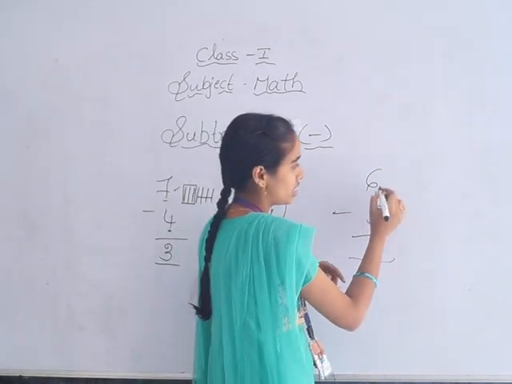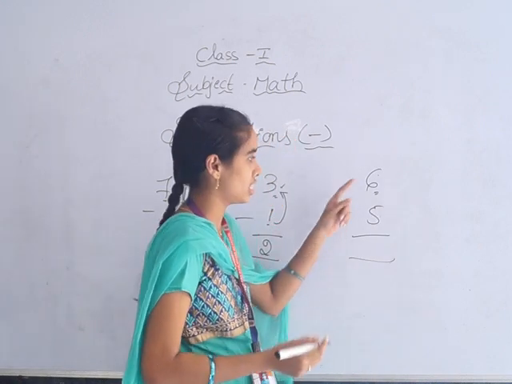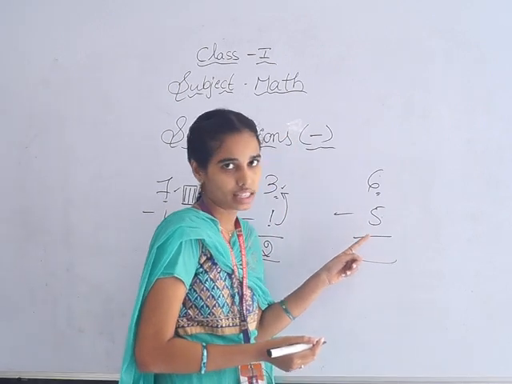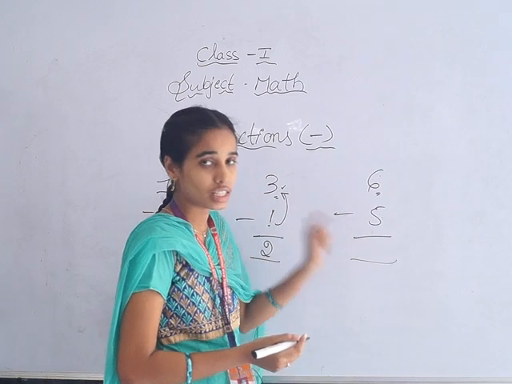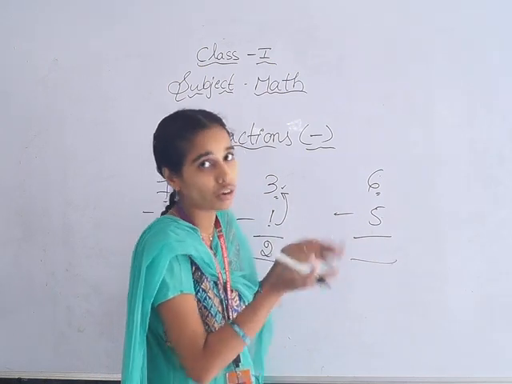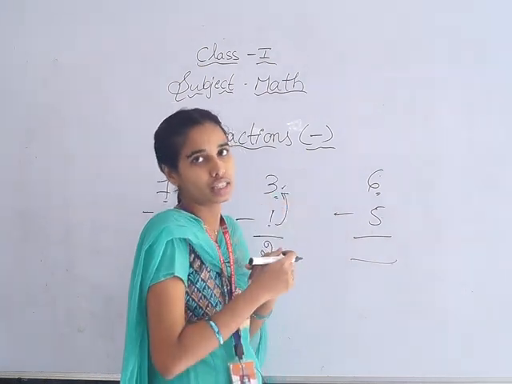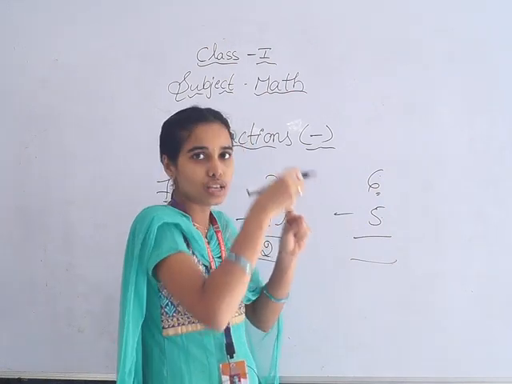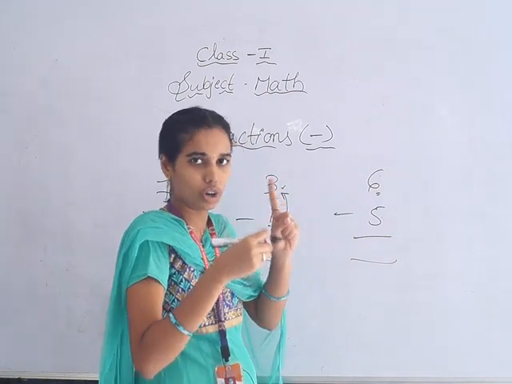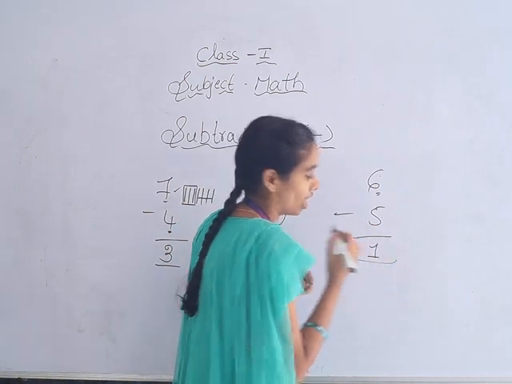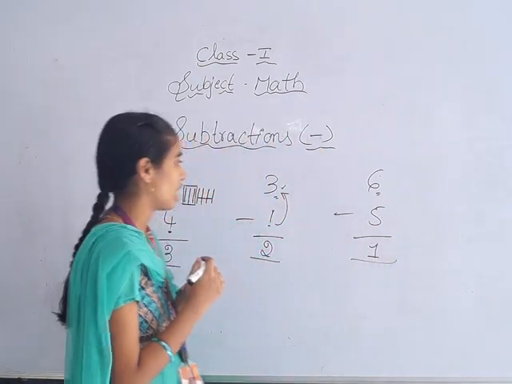See here, 6 minus 5. 6 is the biggest one and 5 is the smallest one. So 5 is the smallest one means you have to count after 5 up to 6. 5 after 6. So how many fingers we opened? Only 1. So answer is 1. Like that you have to do subtractions.